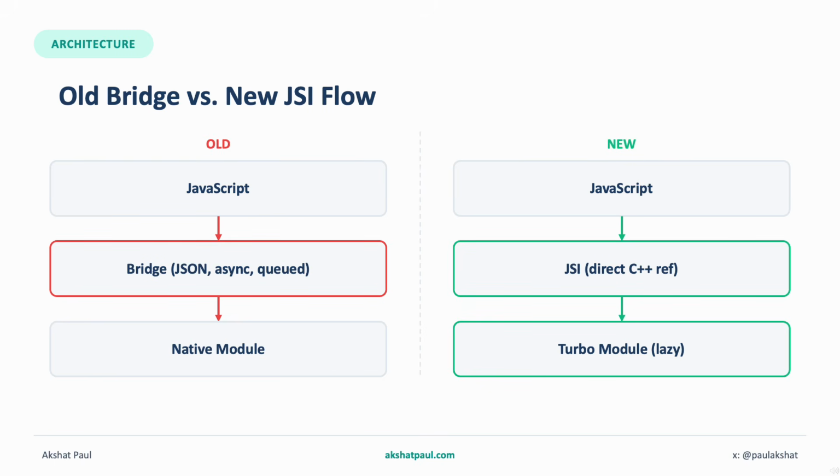Let's put the two architectures side by side so the contrast is crystal clear. On the left, the old flow. JavaScript sends a message. It gets serialized to JSON, queued on the bridge, sent asynchronously, and eventually reaches your native module, with unavoidable overhead at every step. On the right, the new flow. JavaScript talks straight through JSI using a direct C++ reference, straight into a turbo module that only exists if it's actually been called. Fewer steps, no serialization, no queuing, and no wasted initialization. That's the entire architectural shift in one picture. Everything we've talked about so far, JSI, lazy loading, this diagram is where it all comes together.